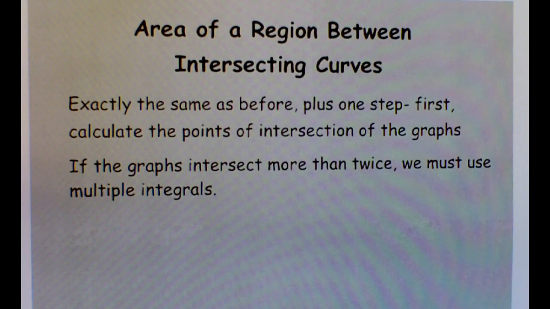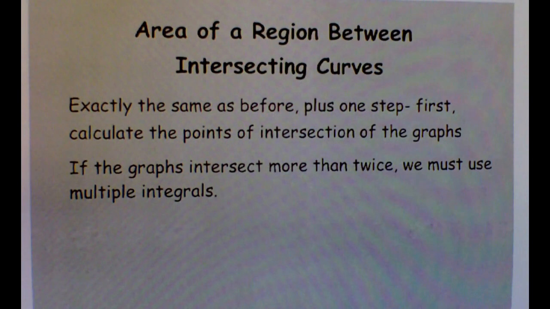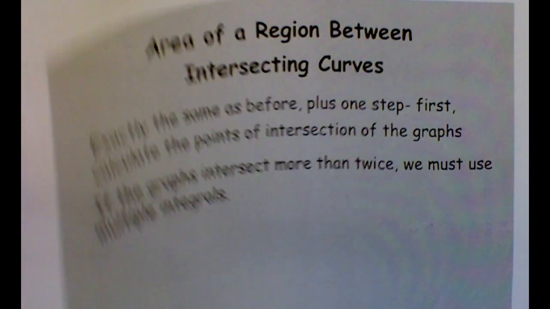Another challenge we're going to have is to find the area of a region between intersecting curves. It's exactly the same as what we just did, but there's one more step. First, you have to calculate the points of intersection of the graphs. If the graphs intersect more than twice, we're going to have to use multiple integrals because they probably switch which function is on the top and the bottom. But it's going to be where they intersect to the next intersection, top minus bottom.